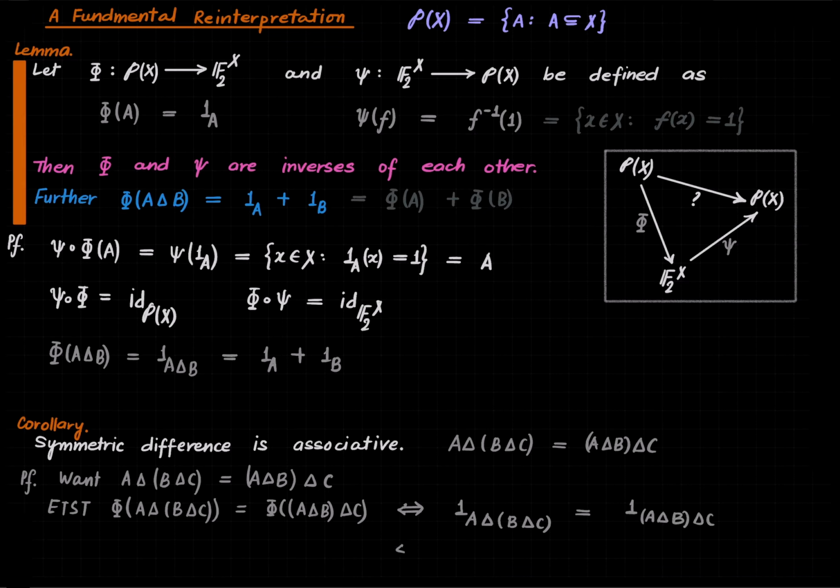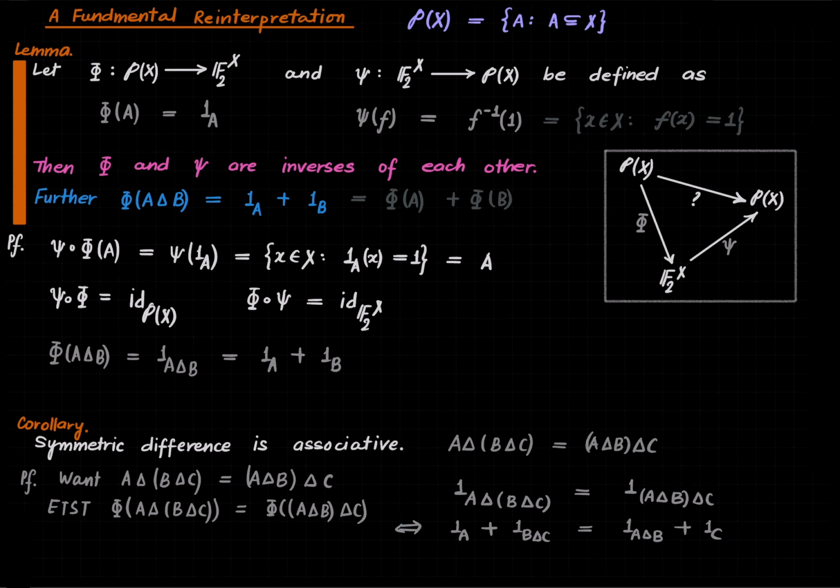But what is this indicator? This indicator is 1_A plus the indicator of B symmetric difference C. We just observed in the previous slide that this holds. So the indicator of A symmetric difference something is the indicator of A plus the indicator of something, and similarly for the right side. So we just want to show this, but we again apply the indicator function and the symmetric difference business. So this is the same as asking for this being true.